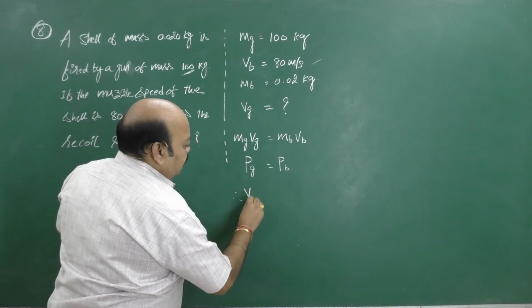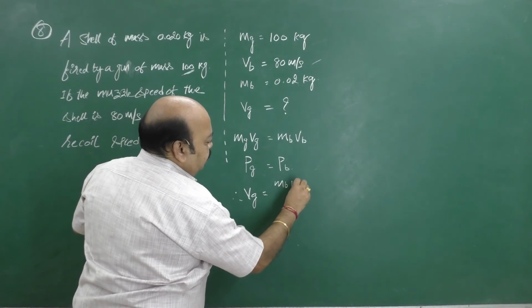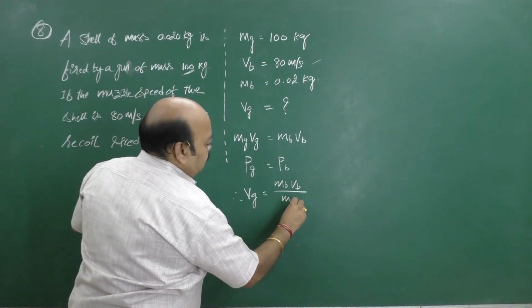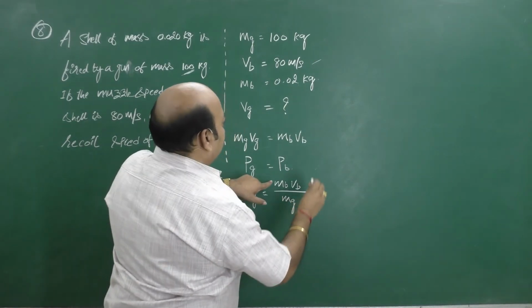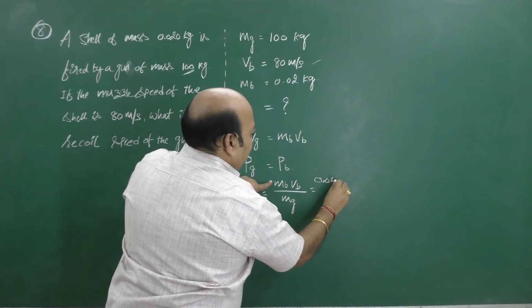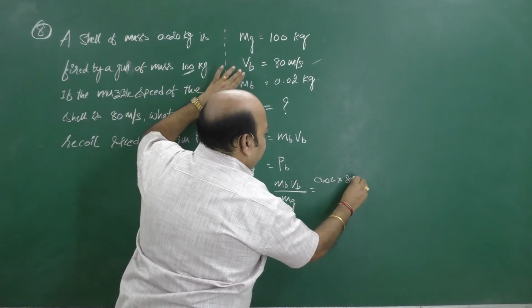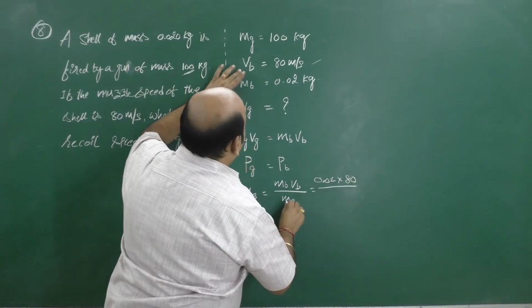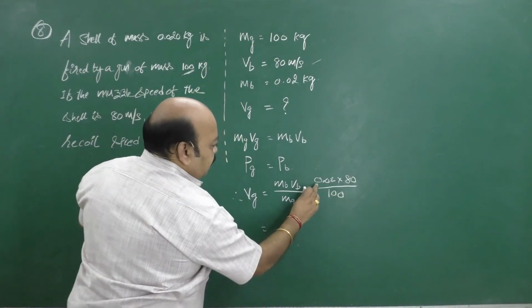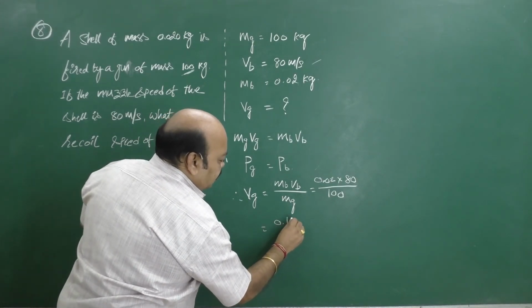Therefore, velocity of the gun is equal to mb Vb divided by mg, the mass of the gun. Simply substitution: mass of the bullet 0.02 into velocity of the bullet, 80 meter per second, divided by mass of the gun, 100. Coming to the calculative part, 0.02 into 80 is nothing but 0.16.